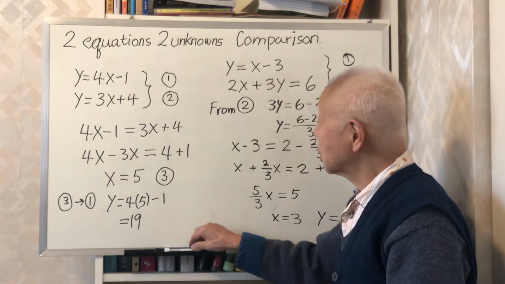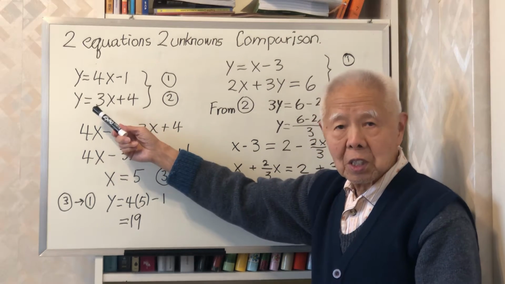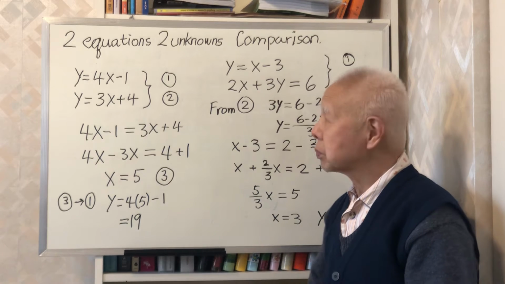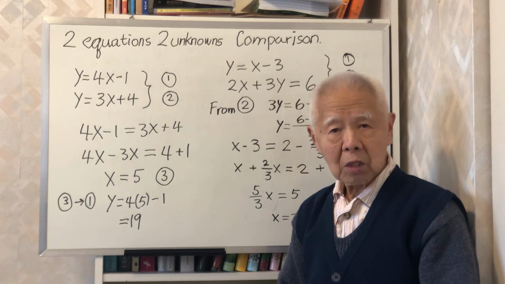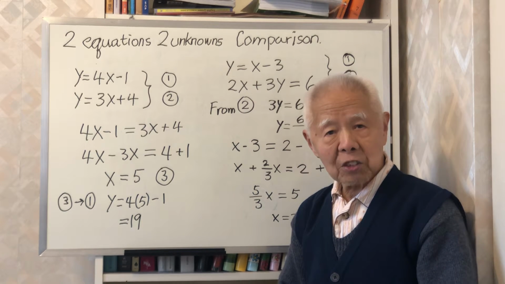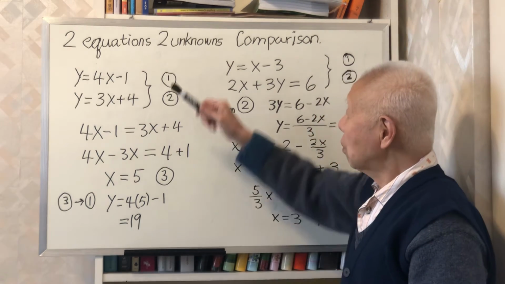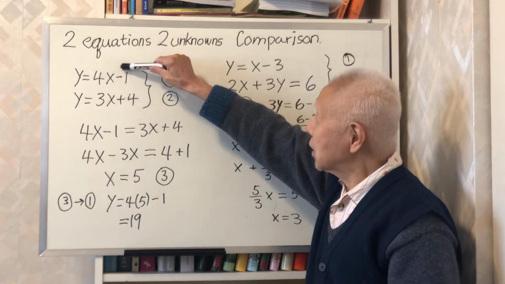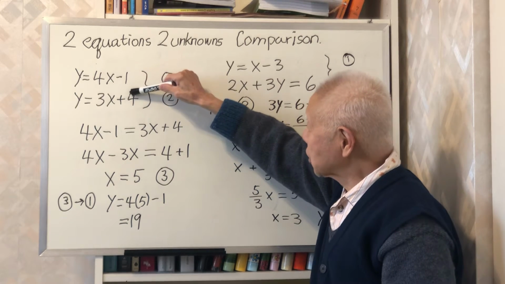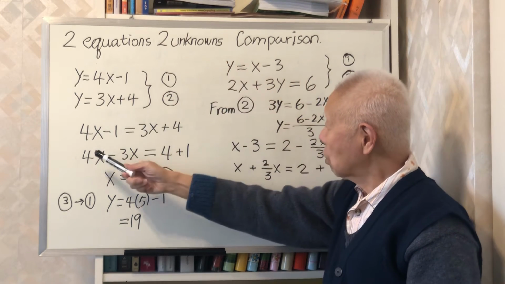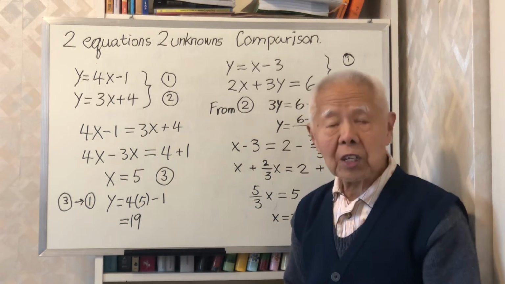I have y equals this, and another equation is also y equals something. Because the left-hand sides are both y, therefore, the right-hand sides must be equal to each other. So, I let the right-hand side of equation 1 equal the right-hand side of equation 2. So this must equal that because they are both y.